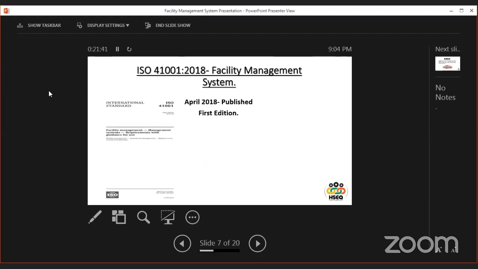Now, the purpose and the agenda of this webinar is to discuss some points about facility management system. This is the ISO standard which was first published in 2018, and it's been given the name 41001, and this is the first standard related to this topic which was published by ISO. So it was published in April 2018, and it is the first edition of this particular standard. It is normally called ISO 41001:2018 Facility Management System.